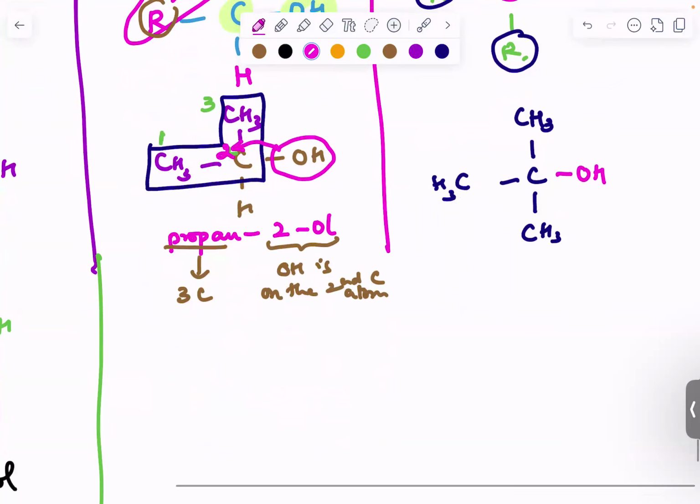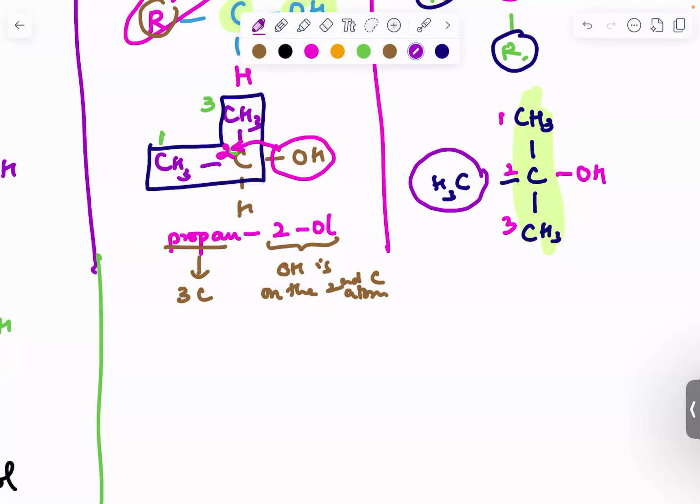Now again I am going to take the longest carbon chain, that would be this. You can take this or you can take this, whatever is easier for you. I'm going to stick to this one. So this is the main chain. Again, it's of three carbon atoms, one, two, three. On the second carbon atom you have a methyl group and you have an OH group. The second carbon atom is linked to a methyl group and an OH group.